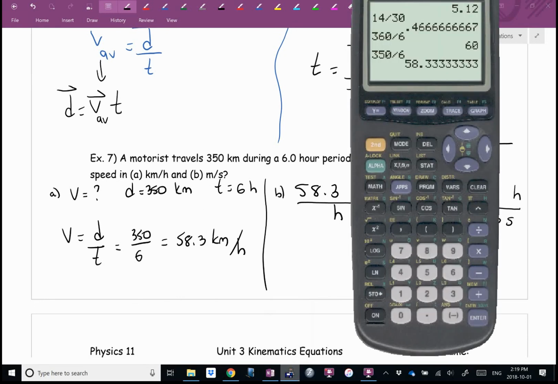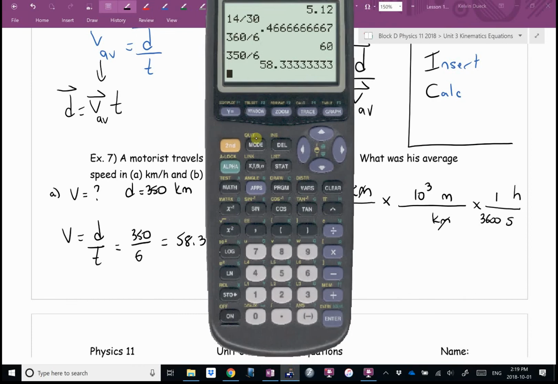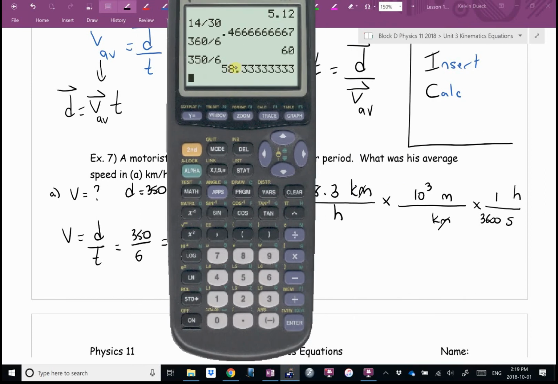Oh, by the way, although I wrote 58.3, do you all still have this stored on your calculator? Let's use the more accurate value, the non-rounded off value. Times 10 to the 3 divided by 3,600. And I get 16.2 meters per second.